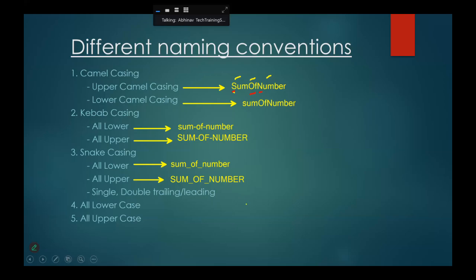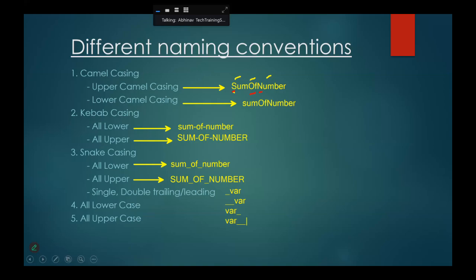Now we have single, double trailing, leading snake case. I'll not cover much in this, but for single leading snake case, it will be something like starting with the underscore and then some variable name. Double leading will be starting with two underscores and then some variable name. Trailing snake casing, you will be writing the variable name and then underscore. Double trailing snake case, you will be writing the variable name and then two underscores.